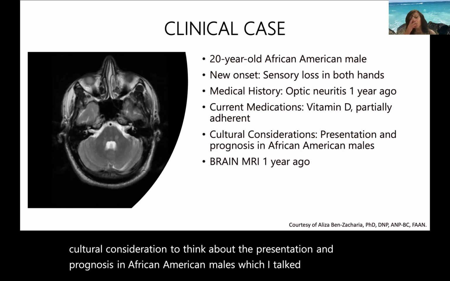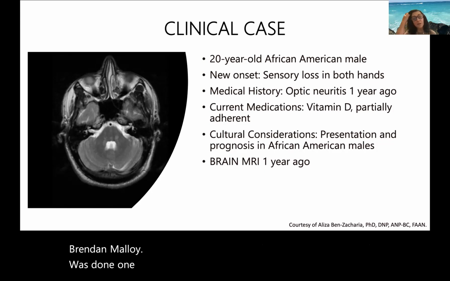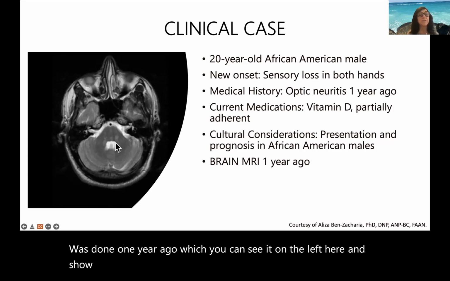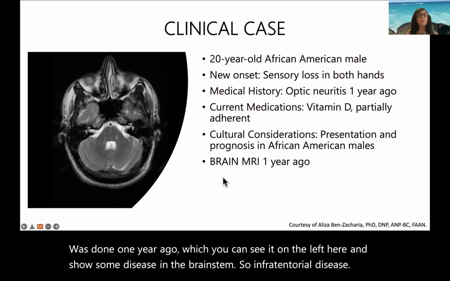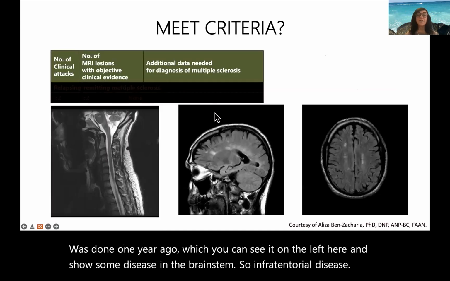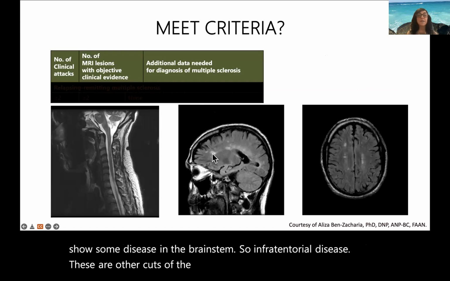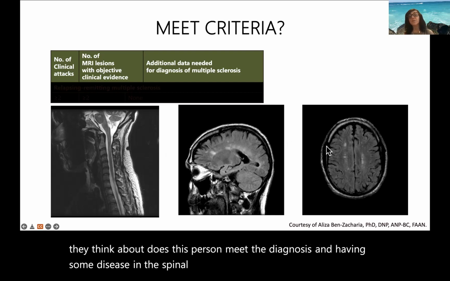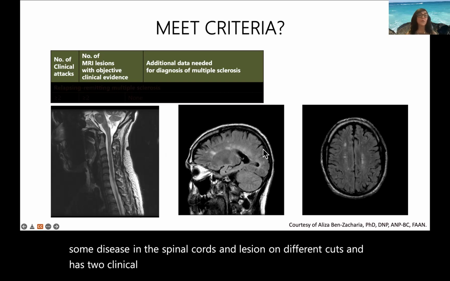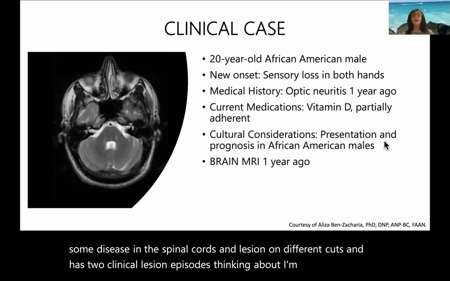A brain MRI was done 1 year ago, which you can see on the left here, and shows some disease in the brainstem, so infratentorial disease. These are other cuts of the same disease. The main question to think about here: does this person meet the diagnosis, having some disease in the spinal cord and lesions on different cuts, and 2 clinical episodes? I'm going to go back, here you go.